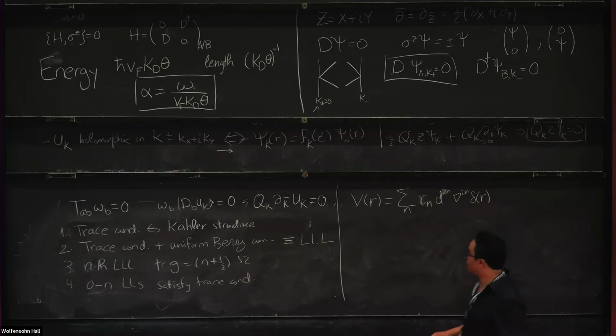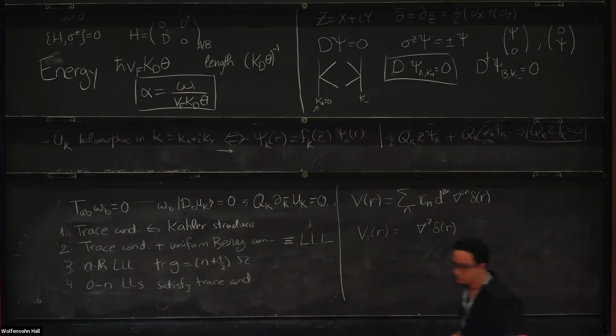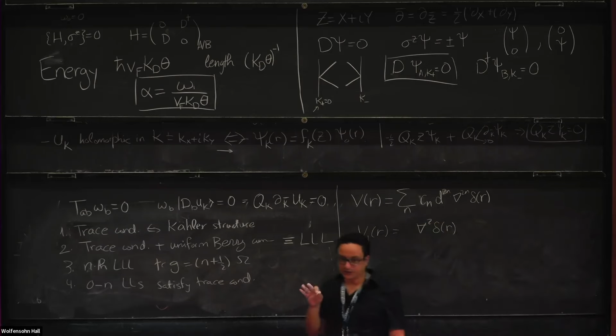So pseudopotentials are obtained by truncating this series. For example, the first pseudopotential will be obtained by just taking the first term of this series. The thing about pseudopotential Hamiltonians is that they are non-trivial Hamiltonians. They are not, for example, commuting projector Hamiltonians, but they annihilate the Laughlin state.